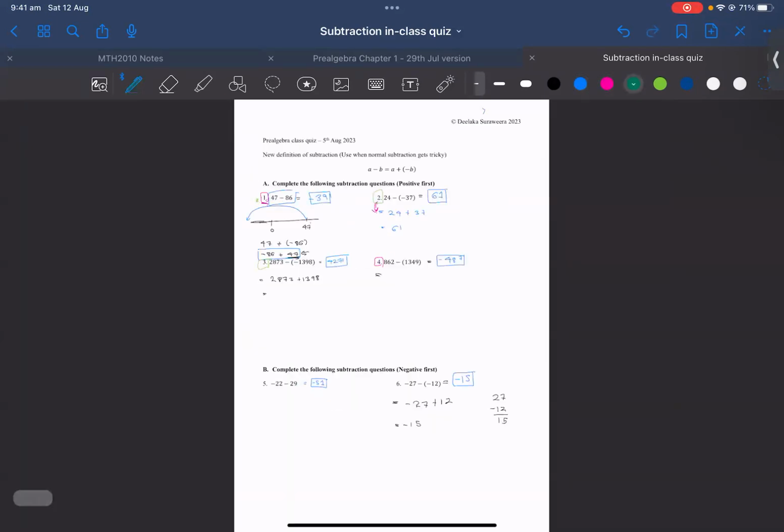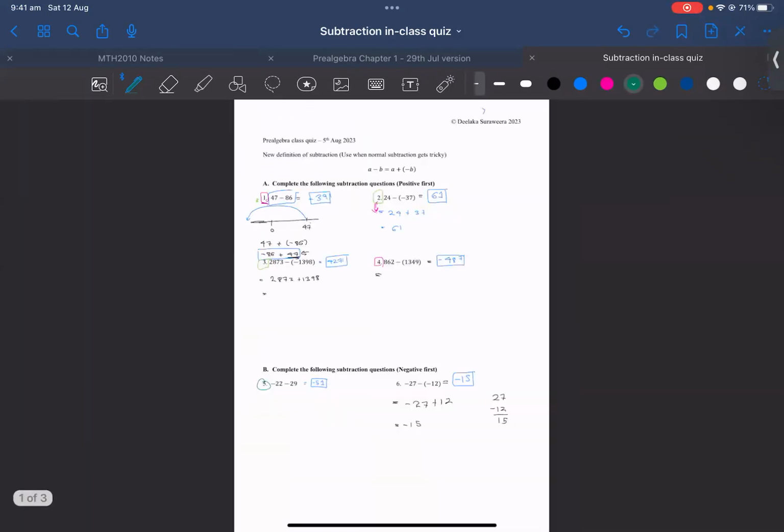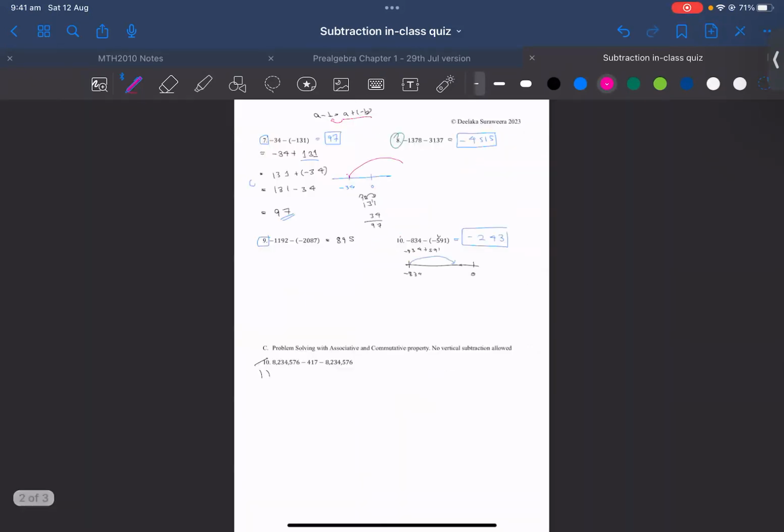So I'll again color them by groups. 5 and 8 are very similar. 6 and 10 are very similar. And 7 and 9 are very similar. So if you got questions wrong in that group, that's a concept you are struggling with, right? If you got, let's say, 7 and 9 both wrong, that's a tricky concept for you. So please note that down, right?